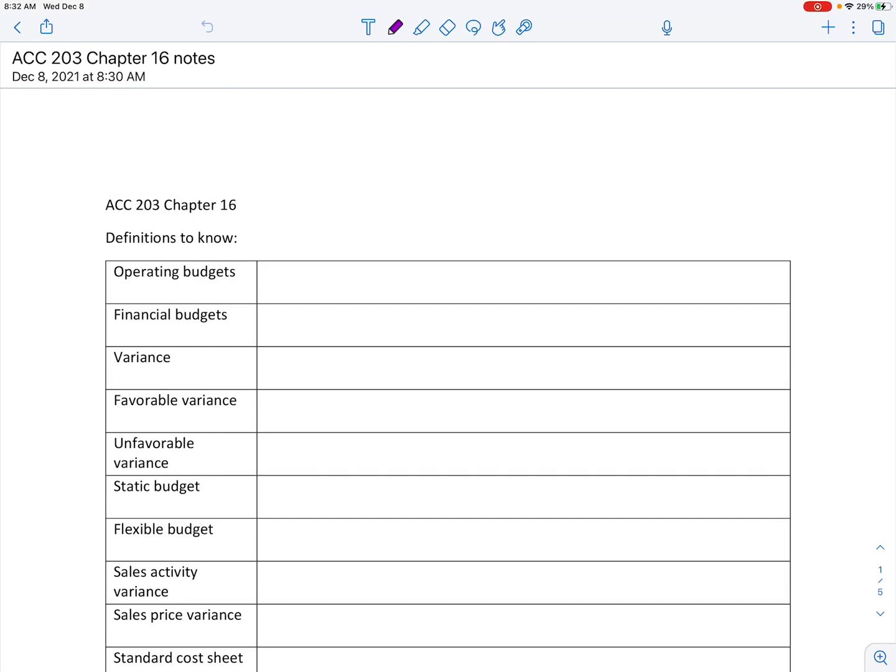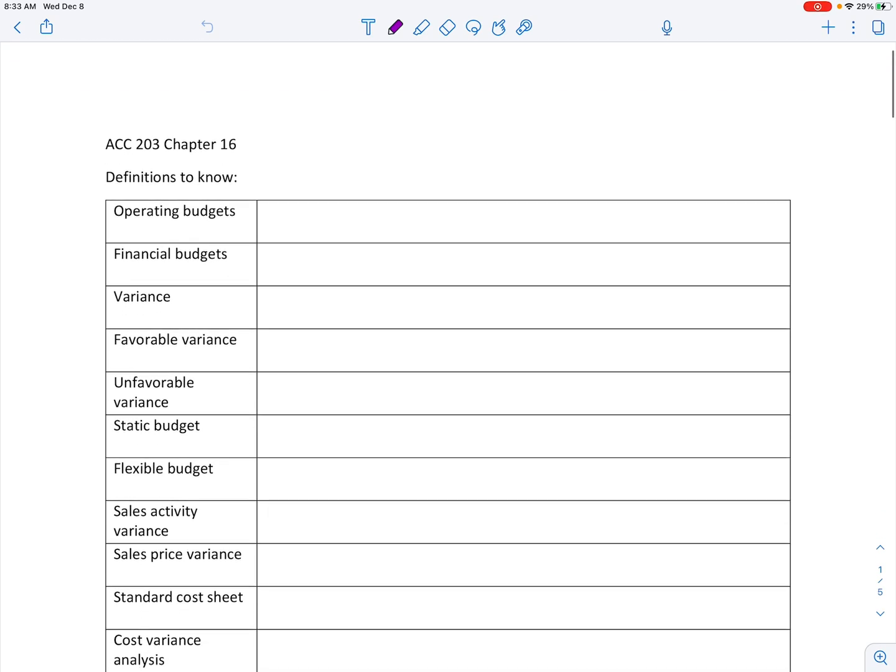Today I want to walk you through a couple of different topics related to budgets. We're going to look at flexible budgets, standard budgets, and also what these variances create and how to analyze the variances. So there's a lot of definitions to know. Make sure you understand what each of these mean.